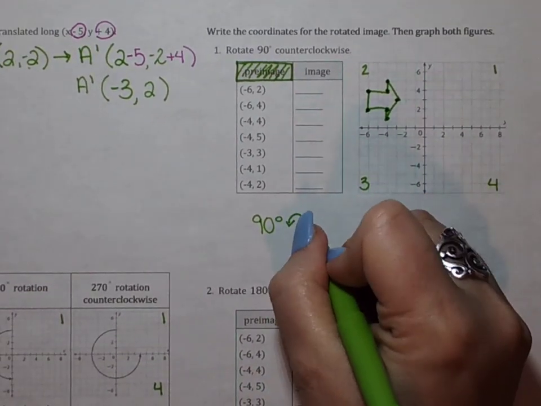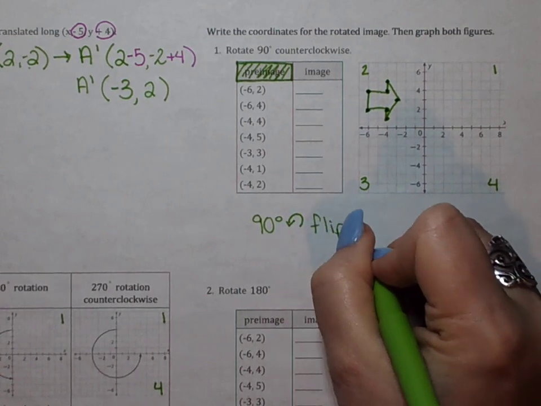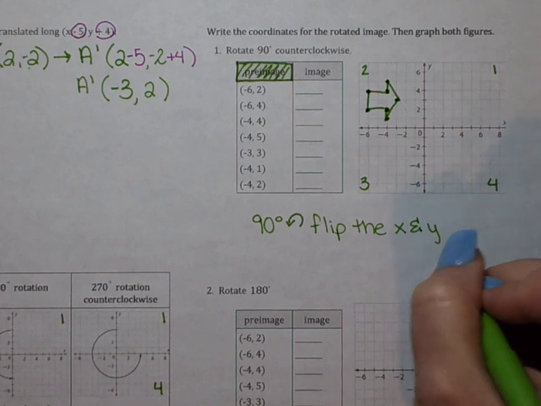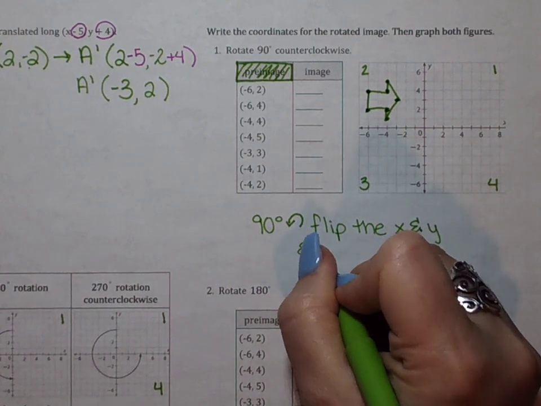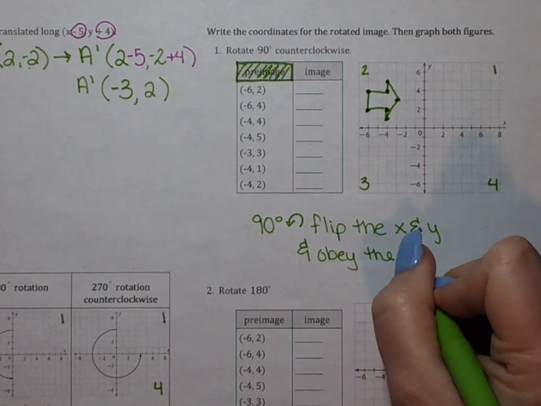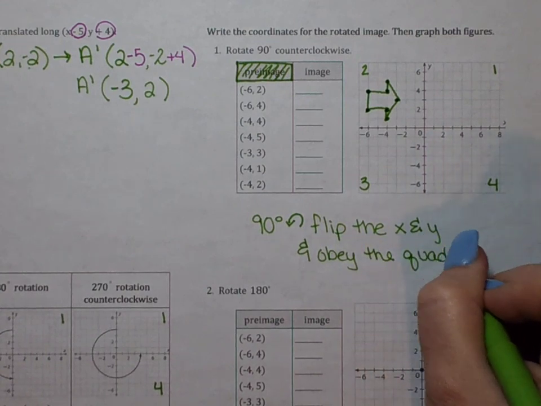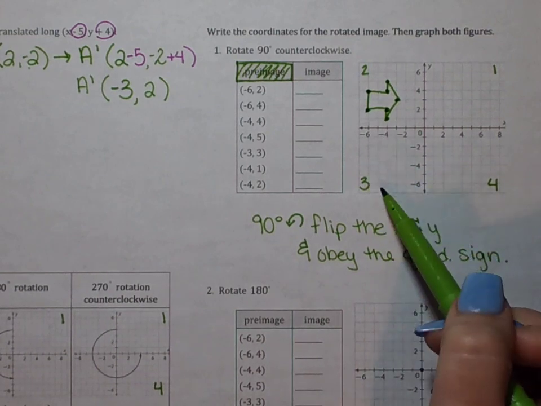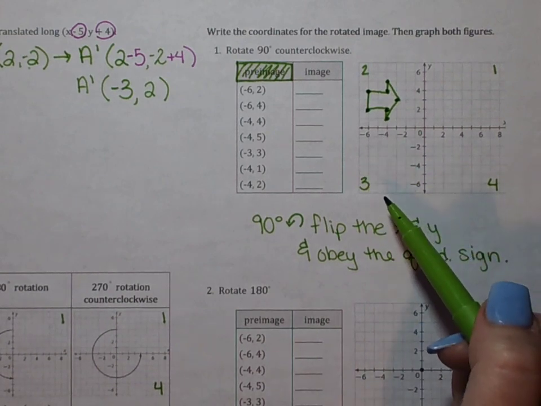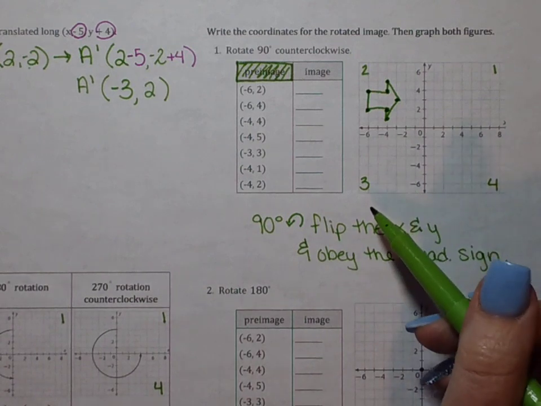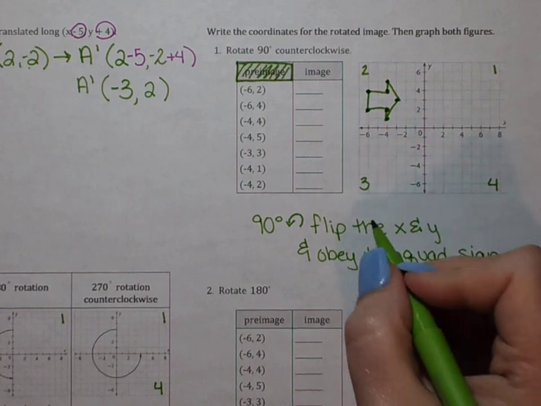So we're going to flip the x and y, and then obey the sign, the quadrant sign. And I'll tell you what I mean by that. In this quadrant, if we obey the signs, whether the x values are negative or positive, or the y values are negative or positive, is what I mean by that. So if we obey those signs in this quadrant, let's think about it.